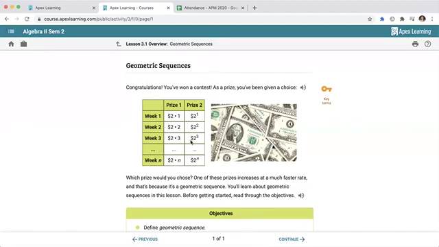But for this first example, you can see that there's 2 ways of winning a prize. If you win a contest, you can win $2 multiplied by that week, every week, forever in your life, or you can win $2 raised to the power of that week. Obviously one of these is going to get much, much quicker than the other one, and that's because of this geometric sequence. So it's a specific sequence.